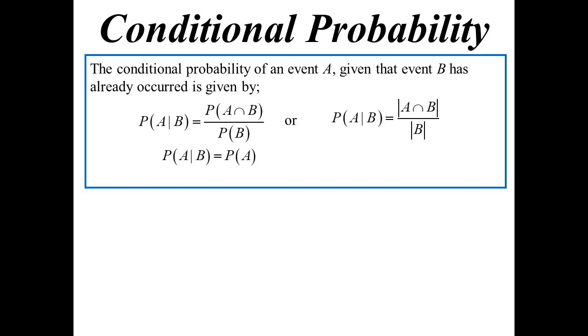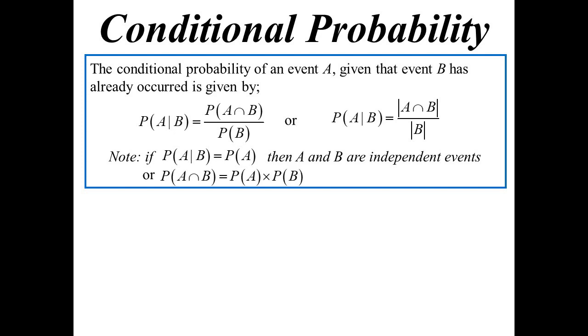Now, the other way we can do it is just counting the numbers in the sample space, and it's a very similar formula: the number of items in the intersection divided by the number of items in set B. And what that means is, if the probability of A given B is actually equal to the probability of A, then we know A and B must be independent events, because it actually doesn't matter about B. We get the same answer.